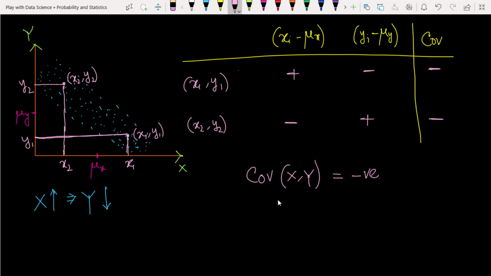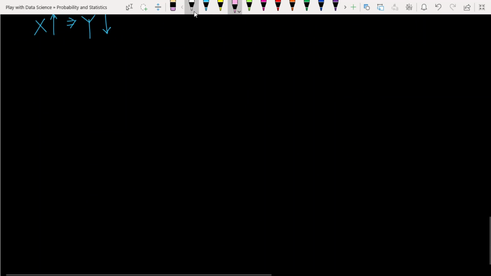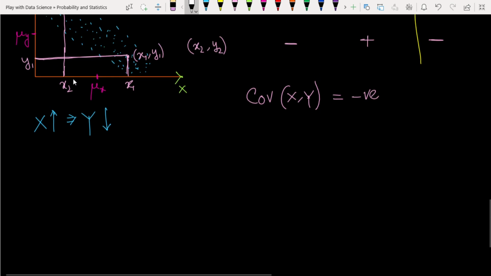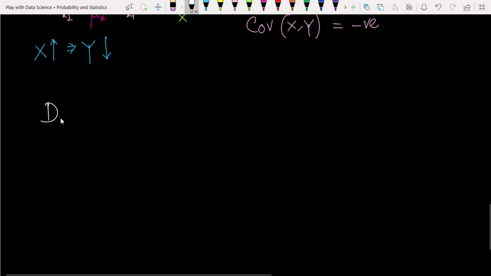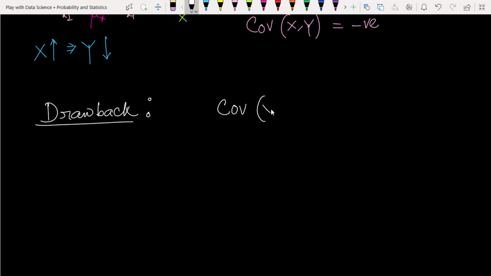If the covariance value is negative, then we conclude that our data sets maintain this kind of relationship. But this measure has drawbacks. So now let's discuss the main drawbacks of covariance. Suppose we are finding the covariance of two random variables x and y.